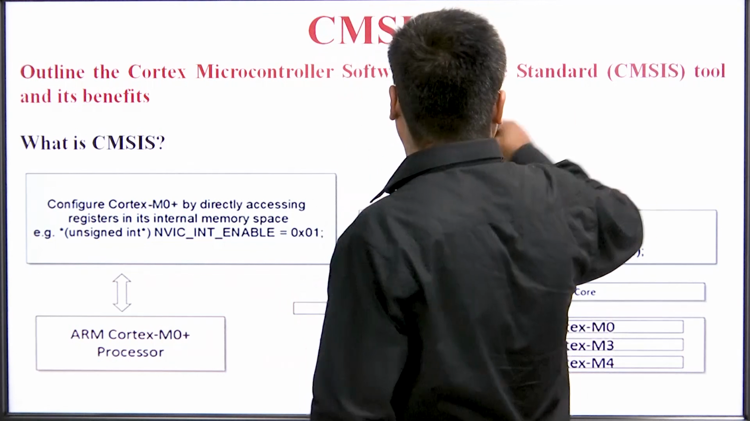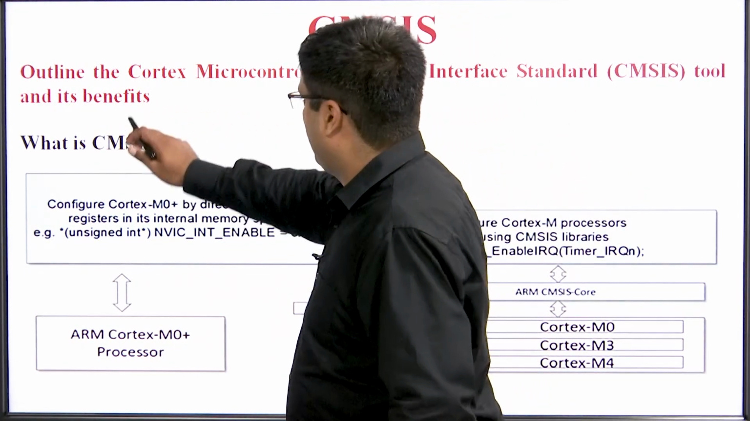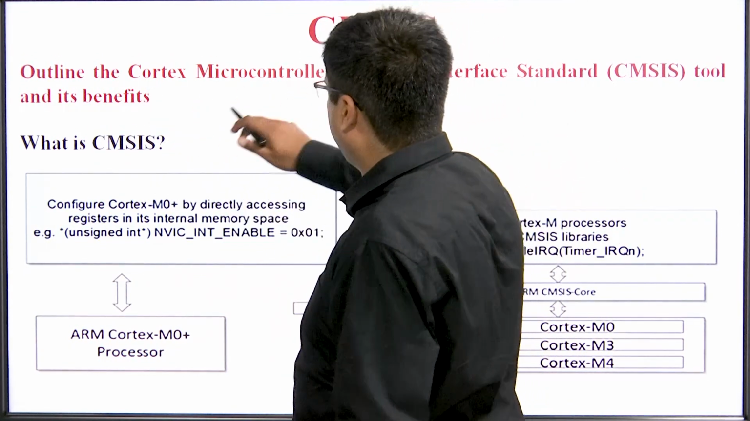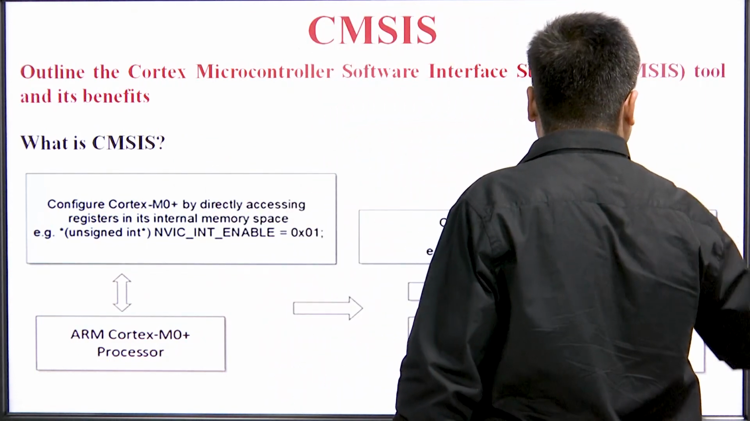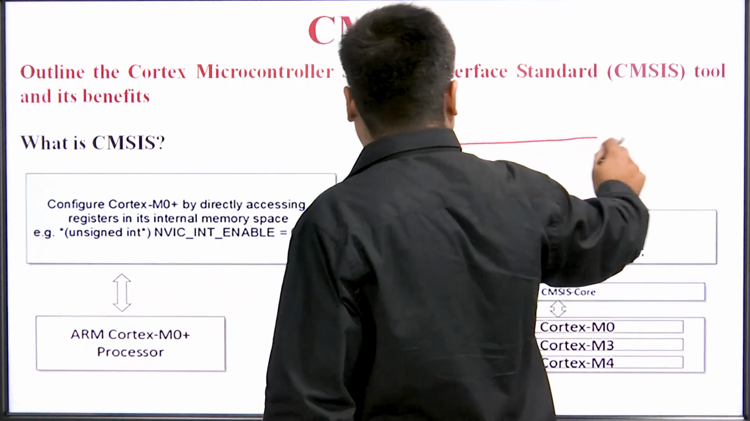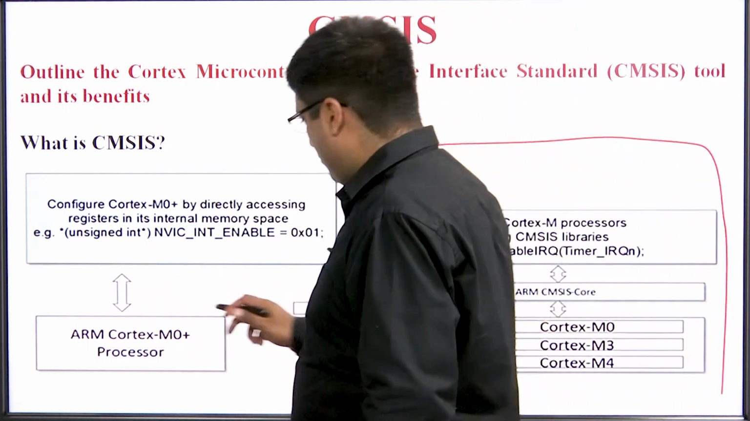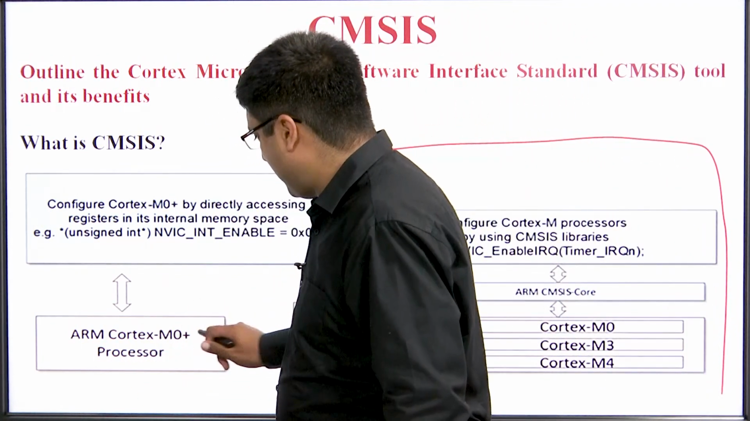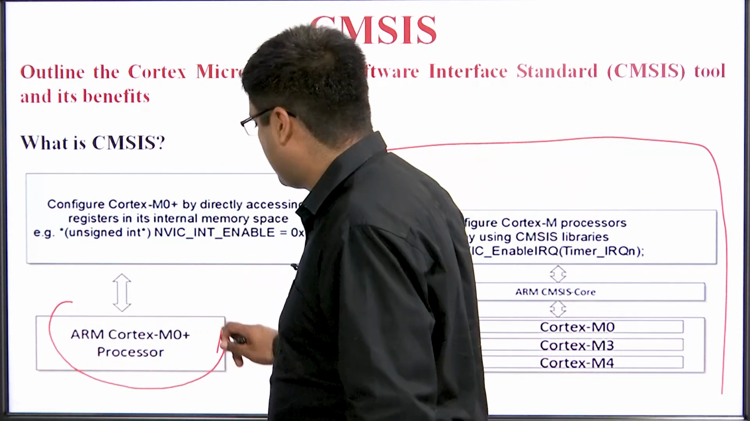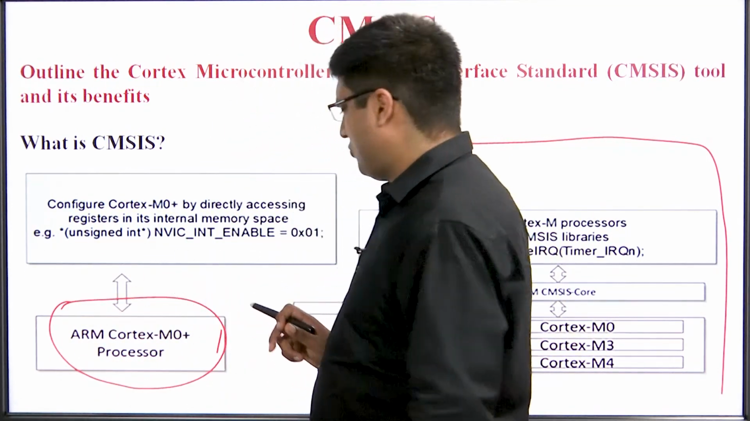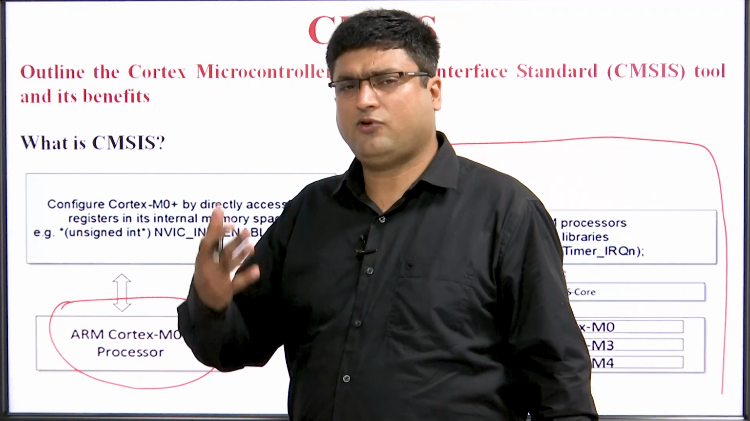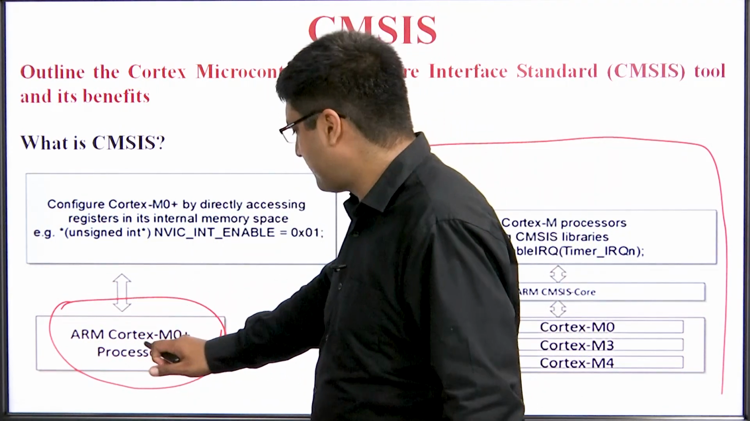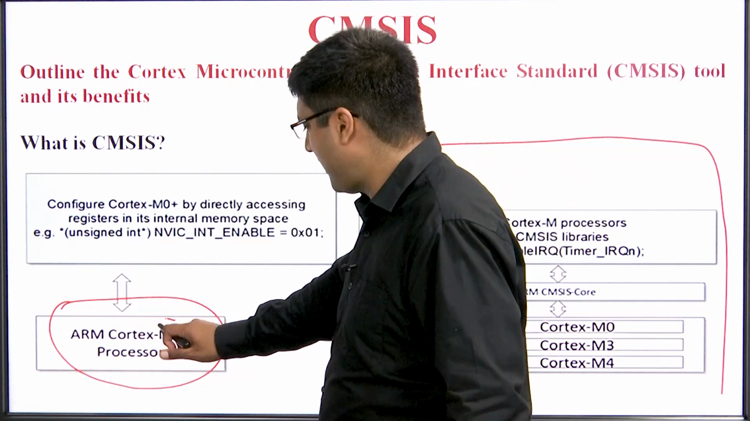So our next slide is the outline of the Cortex microcontroller, under which we will see the introduction of CMSIS through some diagrams. We will start from here, that is the ARM Cortex M0 plus processor. We have seen that CM stands for Cortex microcontroller. Which Cortex microcontroller? It is compatible with all the M0 plus.